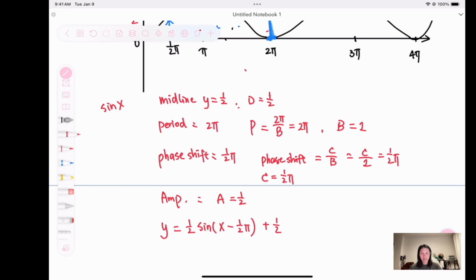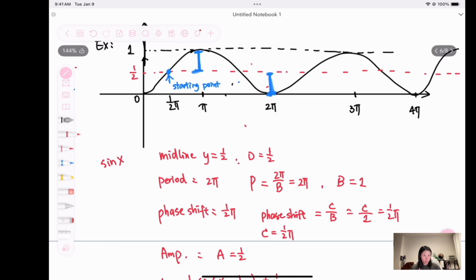So that's the function. Earlier we assumed that this is a sine function. What if this is a cosine function? That's a different way to solve the problem. They're both correct.